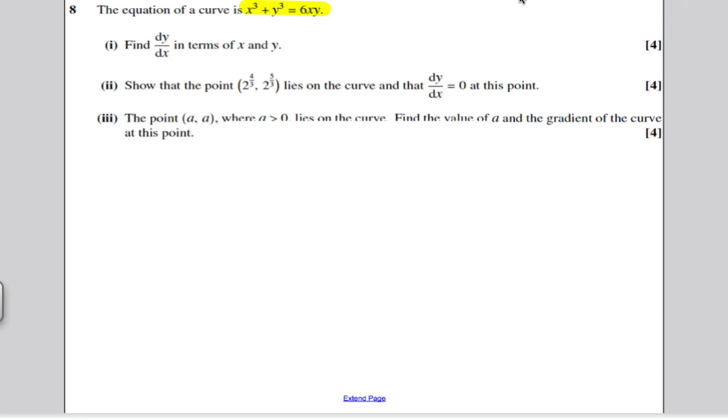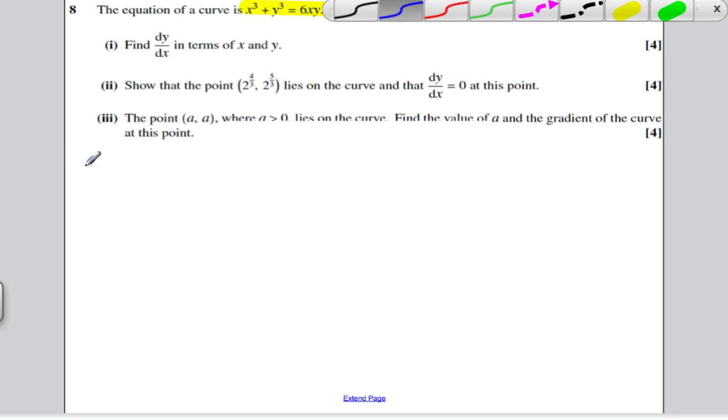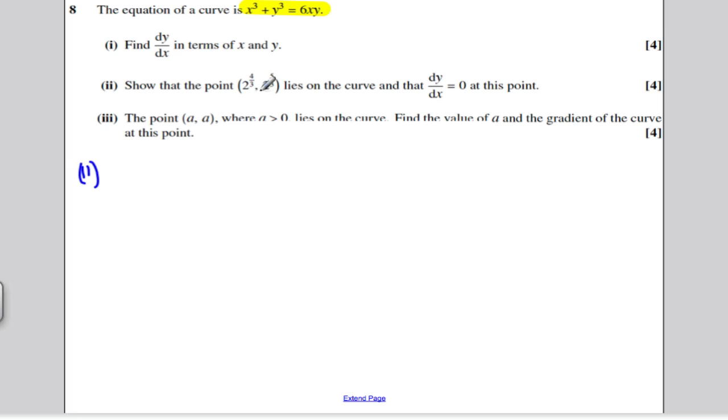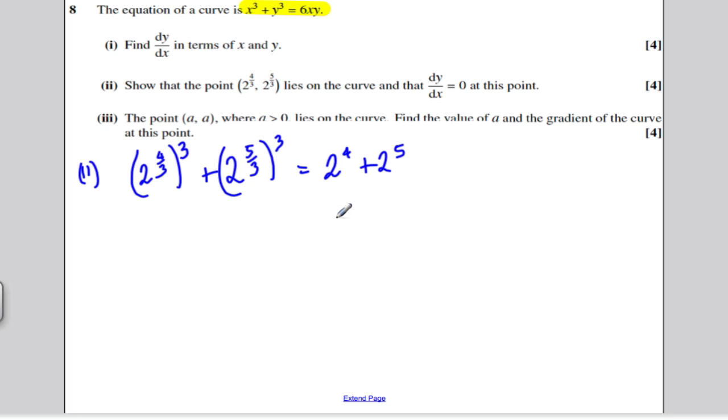Part 2 then asks us to show that these coordinates lie on the curve and dy by dx at this point is 0. Let's do the easy part first, show that this lies on the curve. So let's take 2 to the 4 over 3 and cube it, and take 2 to the 5 over 3 and cube that as well. The power of a power rule means you can multiply powers. So this is the same as 2 to the 4 plus 2 to the 5, which is 16 plus 32, giving the answer 48 for this.